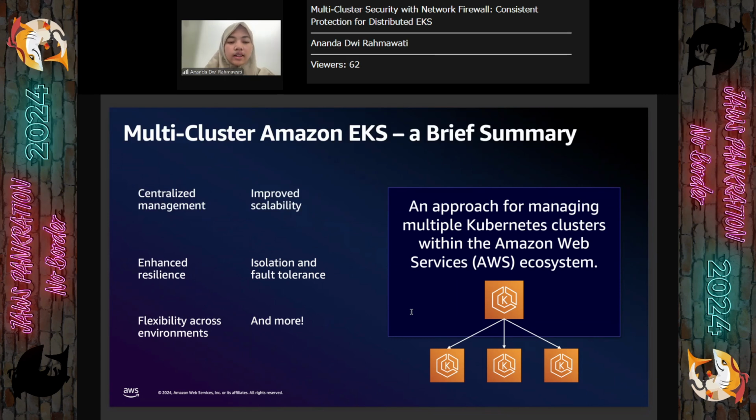Then enhanced resilience, isolation, and fault tolerance, which I mentioned before. And flexibility across environments. For example, we may need to build multiple node groups, like using Red Hat or Ubuntu, in separate clusters. That is possible also. So there are no restrictions, and we get the benefit of flexibility when we build multi-cluster Kubernetes, especially on top of Amazon EKS.